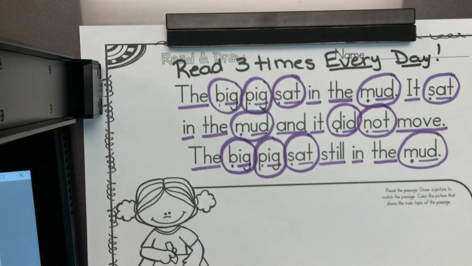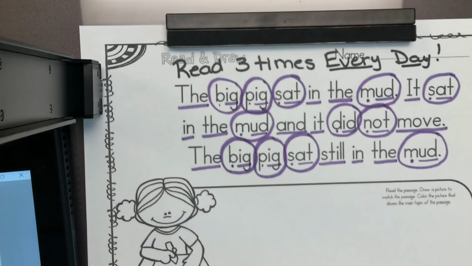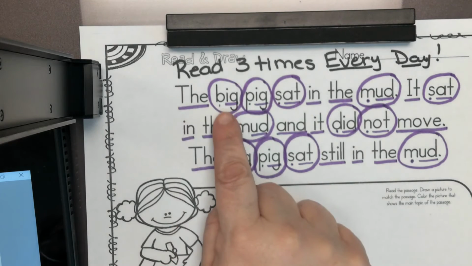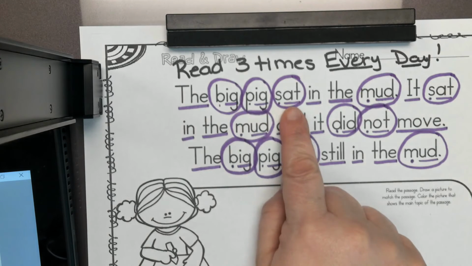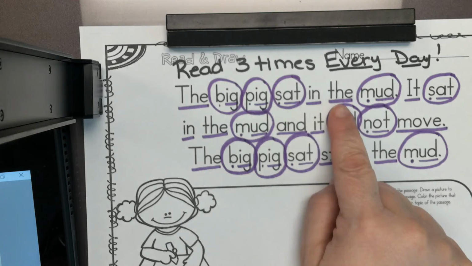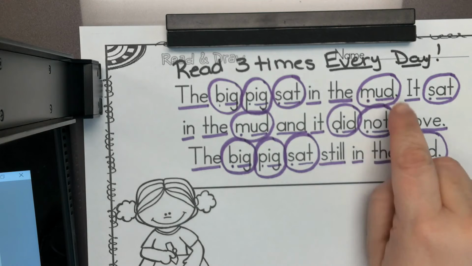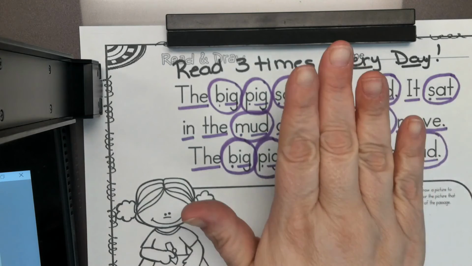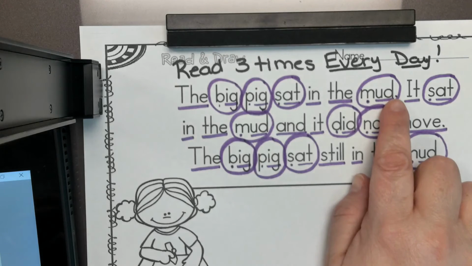Now let's read. Remember, we're going to read the story 3 times to practice. I'll go slow. You can read with me. The big pig sat in the mud. Why do I stop there? I stop because there is a period. The period tells the reader to stop and pause for just a moment. Let's keep going.